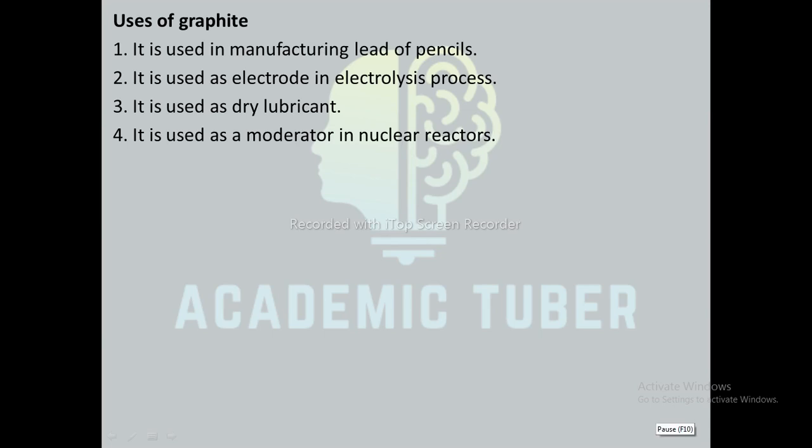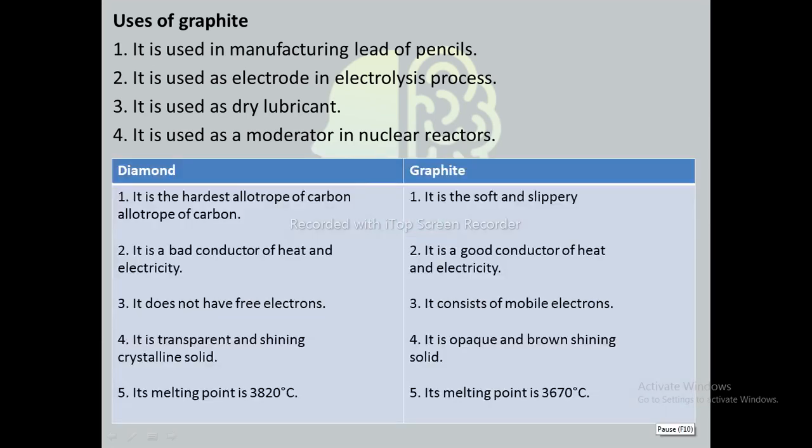Uses of graphite. It is used in manufacturing leads of pencil. It is used as an electrode in the electrolysis process. It is used as a dry lubricant and it is used as a moderator in nuclear reactors. Differences between diamond and graphite.